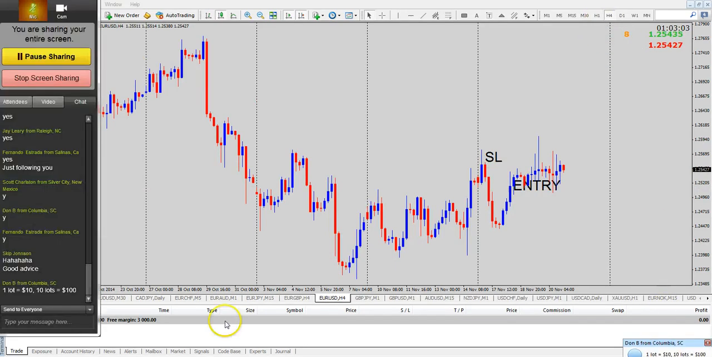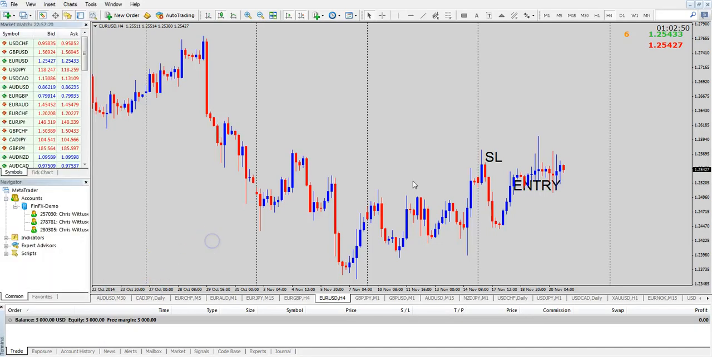Let's see, Dombey, what's your thing? 1 lot equals $10. Yep, 10 lots equals $100. You got it. So if you take 10 lots and you make 10 pips, which you can make in 1 minute, you just made $1,000. So it's pretty fun. Let's say you do 12 pips per trade and you take 5 trades. You had a pretty good day.